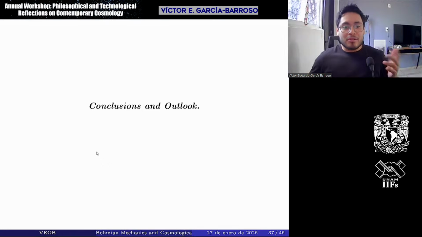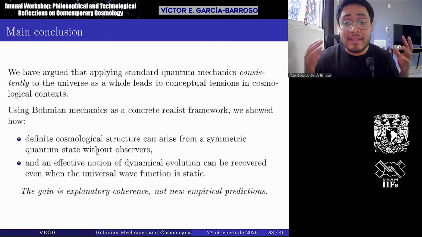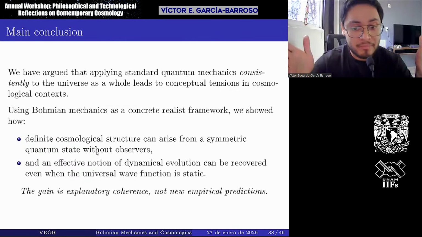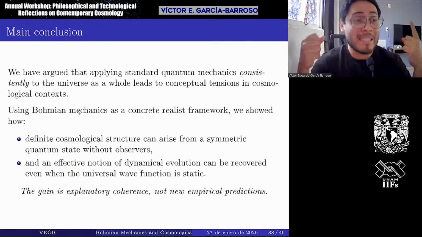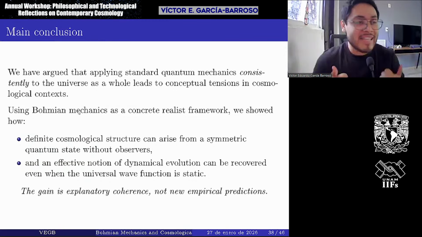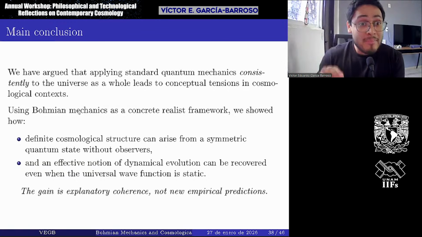This brings us to my conclusions. I argue that applying standard quantum mechanics to the universe leads to deep conceptual tensions. But by using quantum Bohmian mechanics, we show two things. We can explain cosmic structure without observers, and we can recover time evolution even if the fundamental equation is static. The gain here is explanatory coherence. We make the theory make sense.